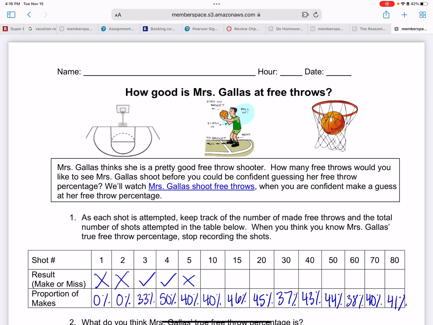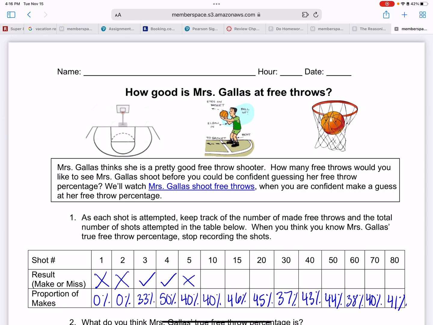So in the first part, what we're trying to do is see how good this particular shooter is at free throws. My guess on these particular throws is to see whether you make or miss, and then what percentage you make and what percentage you miss, and then how many shots you take before you're actually comfortable.